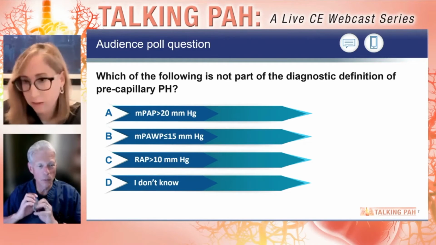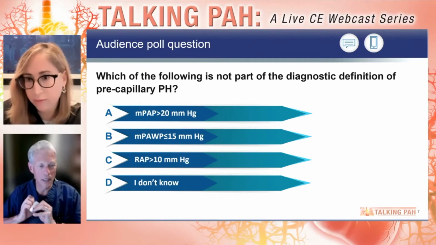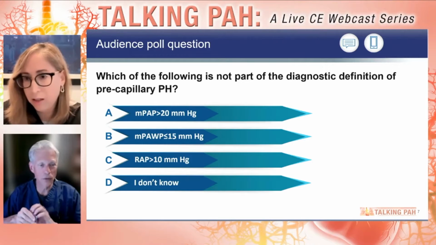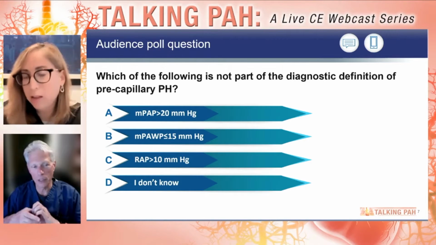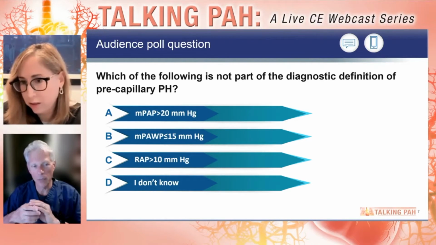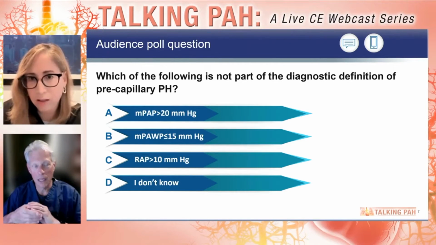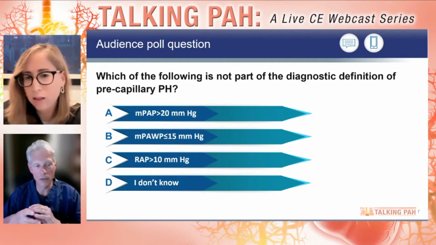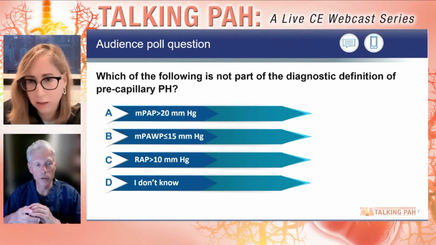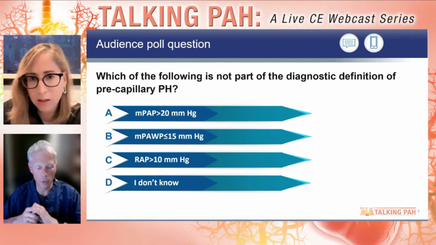Yeah, I think importantly about the changing data, just past 2 weeks, the new updated guidelines were released, and the mean PA pressure being greater than 20, the wedge less than 15. And importantly, they lowered the pulmonary vascular resistance to what I think many of us thought was appropriate, a PVR of 2 Wood units being the upper limit of normal.